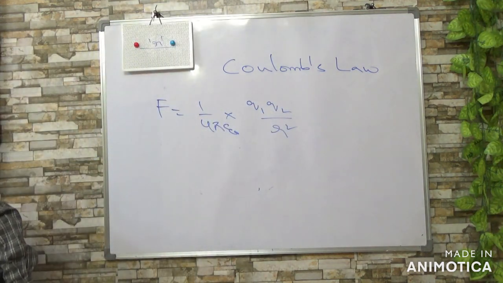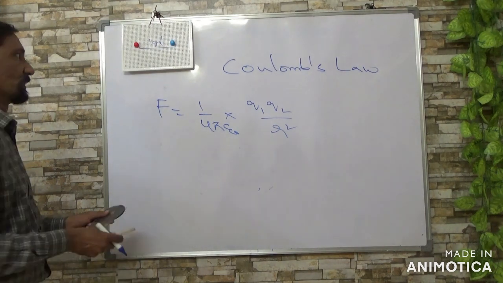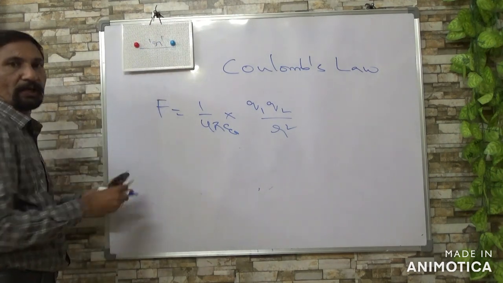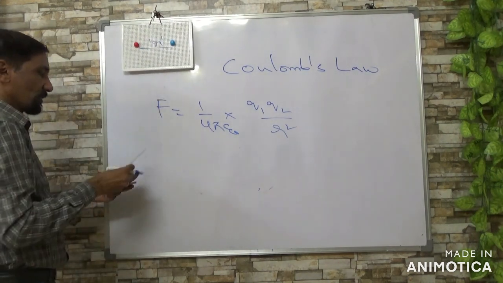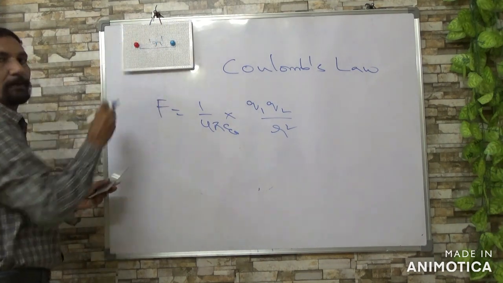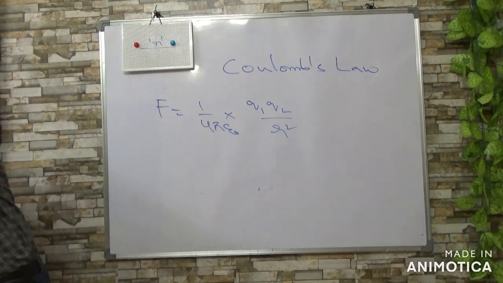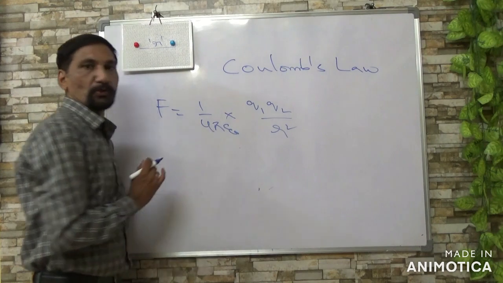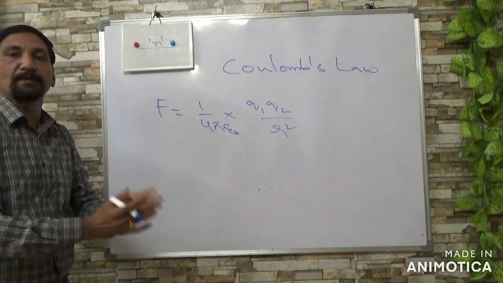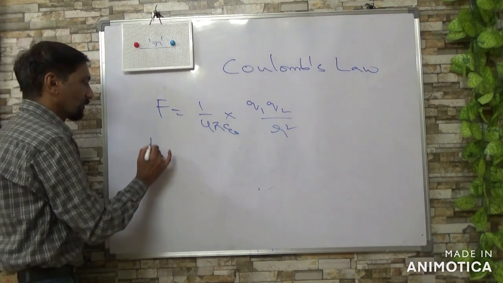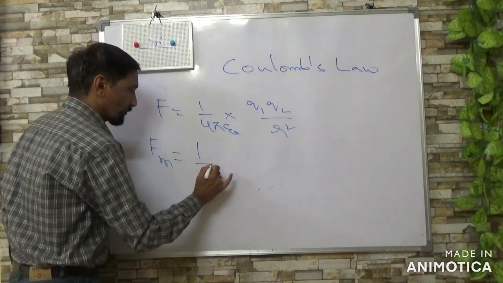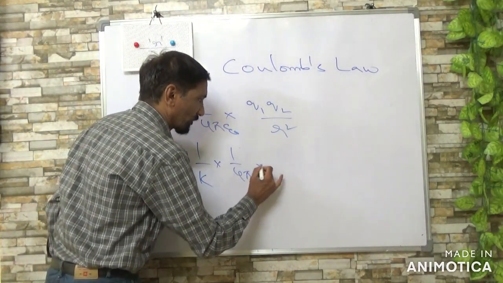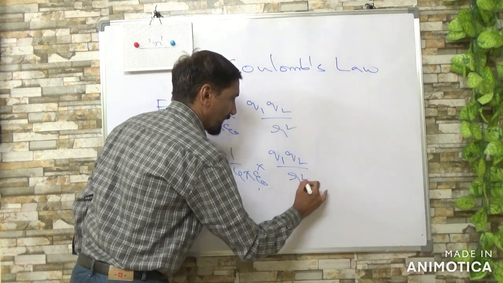Suppose the 2 point charges are separated by some medium. Say you kept some medium between the 2 point charges. You can keep a glass plate or else an iron plate between them. Whenever 2 point charges are in free space, this is the formula you are using. But whenever there is some medium in between them, then the force between them is 1 by K into 1 by 4 pi epsilon naught, Q1 Q2 by R square.